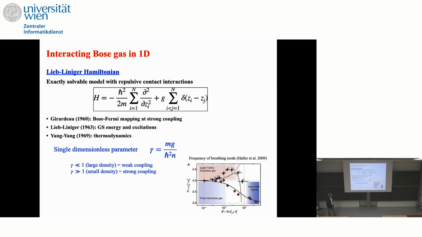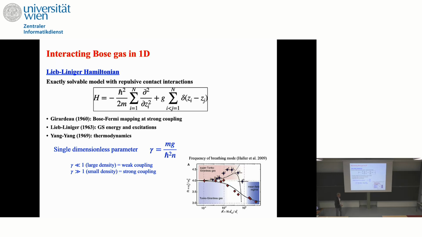Here you have a single dimensionless parameter, gamma, which involves the strength of the interaction and the density. If gamma is small, which means large density, this means weak coupling. And if gamma is large, which means small density, then you have strong coupling. So it's the opposite of what happens in 3D: small density means a large interaction, and vice versa.